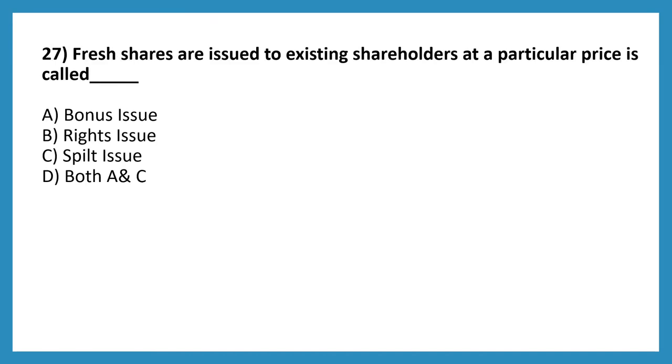43,500. Fresh shares issued to existing shareholders at a particular price is called: option A, bonus issue, option B, rights issue, option C, split issue, option D, both A and C. The correct answer is option B, rights issue.